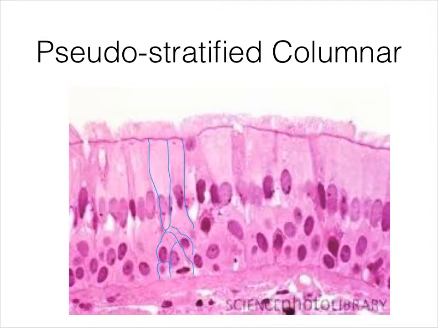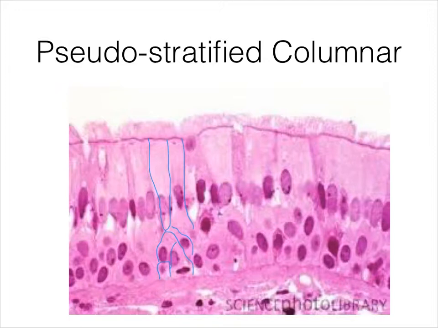All of these are columnar cells. They are cells that all of them are touching the basement membrane down here, and all of them are touching the lumen up top. You can tell that this is epithelial tissue, by the way, because densely packed cells, and they're facing an empty lumen area over here.